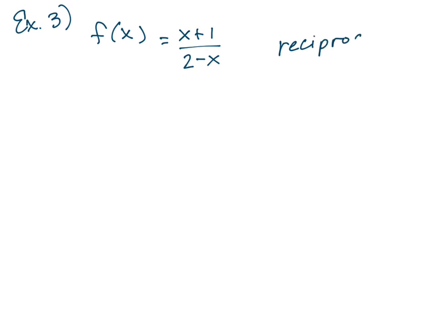All right, so here's example 3. We have f of x equals (x plus 1) divided by (2 minus x). So this is a function containing a fraction. So that's a reciprocal function. It's not a reciprocal squared function because there's no squared in the bottom. This is a reciprocal function. We also call these rational functions. Rational means fraction.